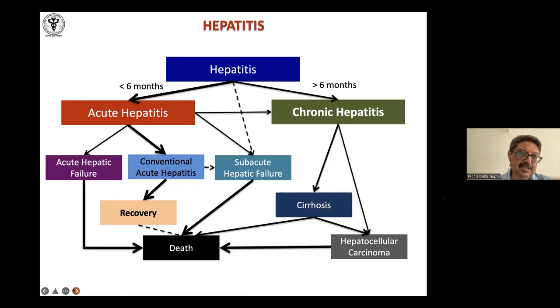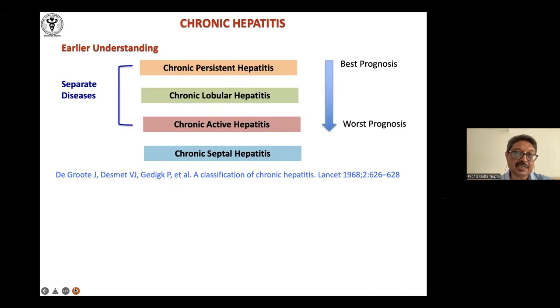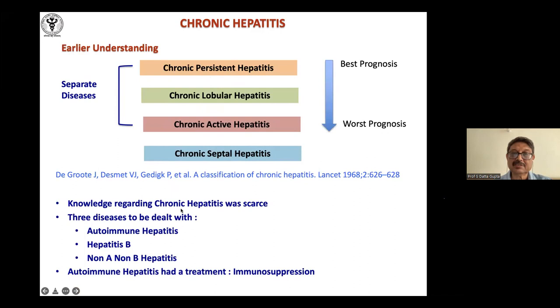Now, the earlier understanding of chronic hepatitis was persistent if the inflammation was in the portal tract, lobular if the inflammation was in the lobule, and aggressive if there was piecemeal necrosis. This was worse, and of course, the others had much better prognosis. But these were considered separate diseases. Chronic septal was another one that was added. Knowledge regarding chronic hepatitis at that time was scarce. Now we know there's autoimmune hepatitis and hepatitis B. Non-A, non-B was then found, and we now know that this is hepatitis C giving chronic liver disease. And of course, we have this classification.